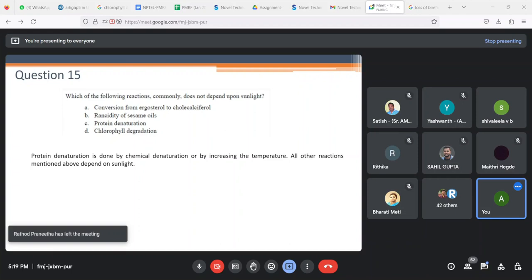So all the rest of the three reactions are dependent upon sunlight, whereas protein denaturation is dependent only upon the presence of chemicals or temperature. So the answer is option C.